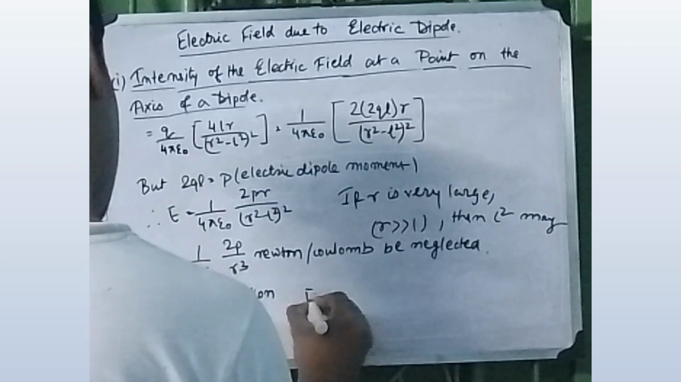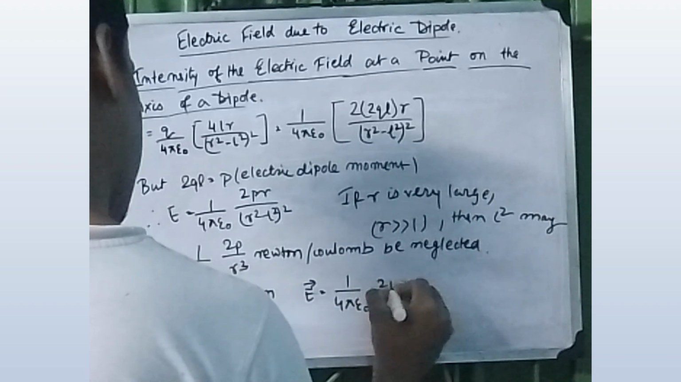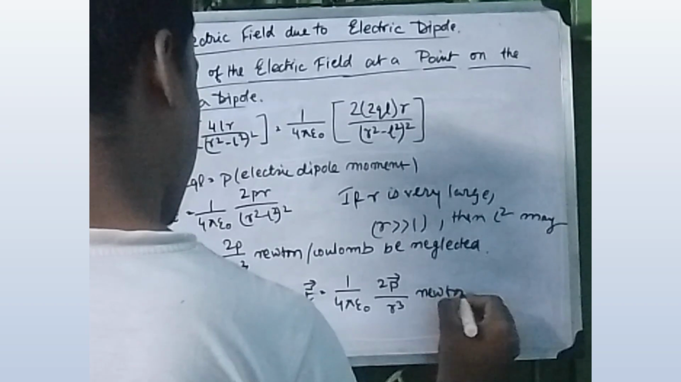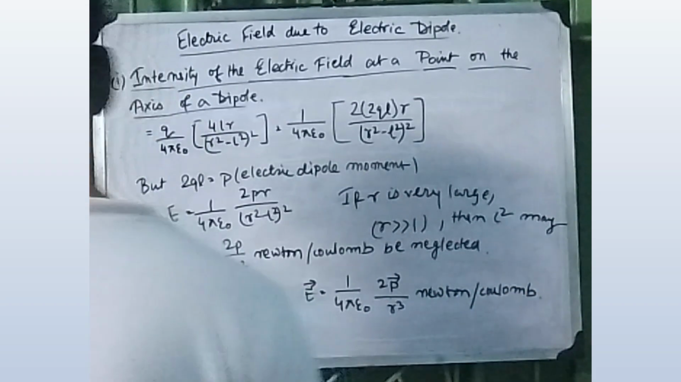In vector notation, we can write that E equals 1 by 4 pi epsilon naught 2p divided by r cube Newton per coulomb.